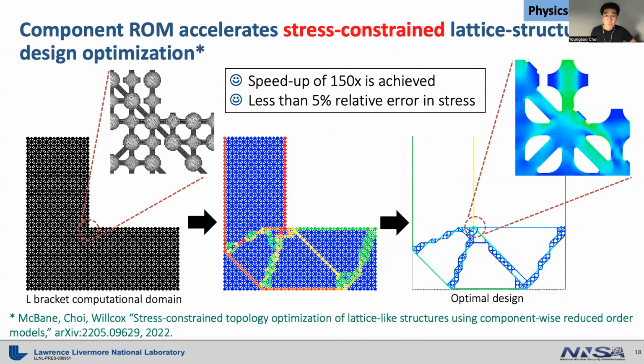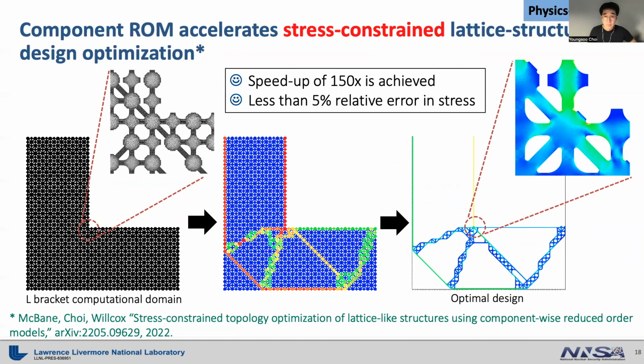The component-wise reduced order model lattice structure design can be applied to stress constraint problems as well, where the mass is minimized with stress constraints. This is considered a harder problem than minimizing the compliance. Here we achieved a speedup of 150 times with the component-wise reduced order model with less than 5% relative error in stress measure. This is quite an achievement because it is usually hard to obtain an accurate stress measure with surrogate models for lattice structures such as homogenization-based methods or beam or truss-like structures.